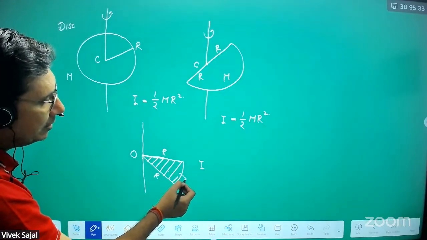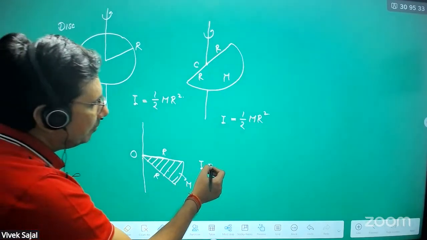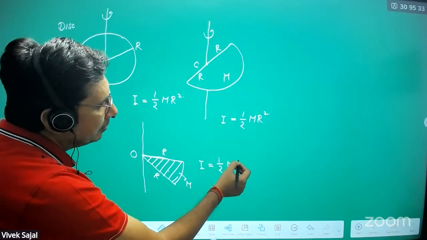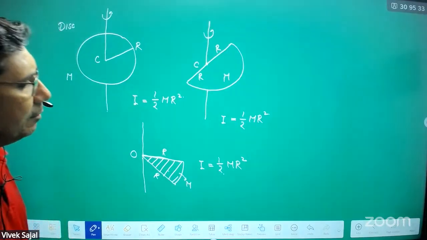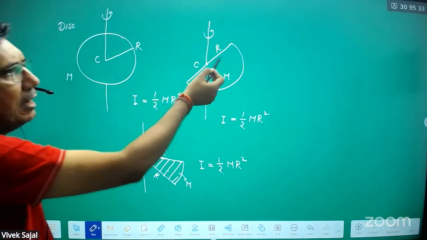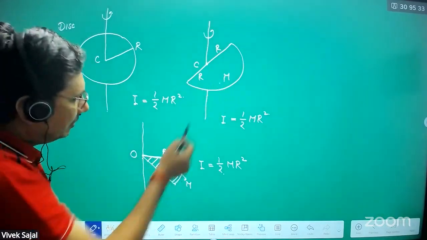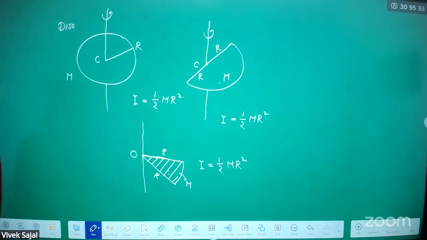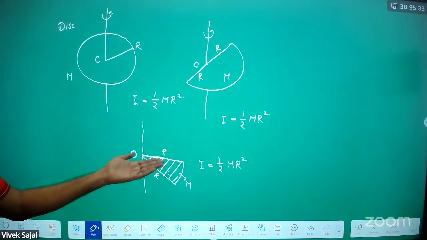Suppose the mass of it is m. So it will be 1 by 2 mr square. So the formula will remain the same, but always remember here m is the mass of the disk. Here capital M is the mass of the half disk. Here m is the mass of this section, small section. But remember this, why does the formula remain the same?